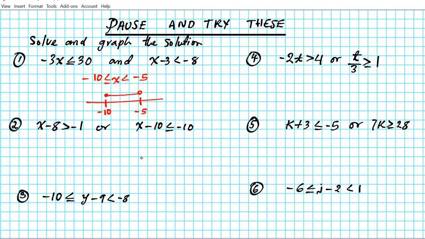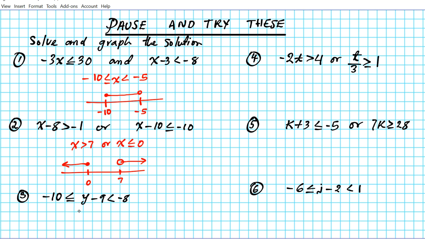For number 2, a disjunction: x is greater than 7 or x is less than or equal to 0. So let's go ahead and graph that. We have 0. That one has a closed circle to the left. And then 7, there's no line underneath, so that's an open circle to the right.